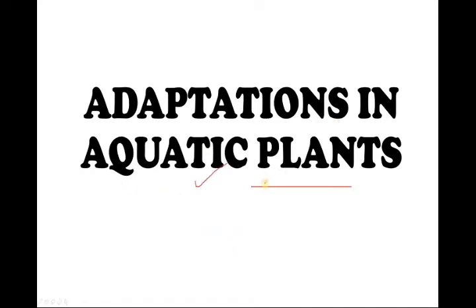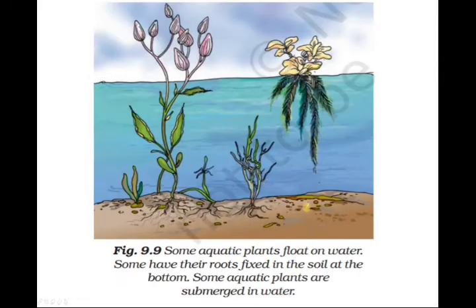Now the adaptations in aquatic plants. So the adaptations of aquatic animals are mostly finished. Now children, look at here. The same picture you can see in your textbook also. Some plants float on water and some have their roots fixed in the soil at the bottom. Look at here. It's fixed at the bottom.